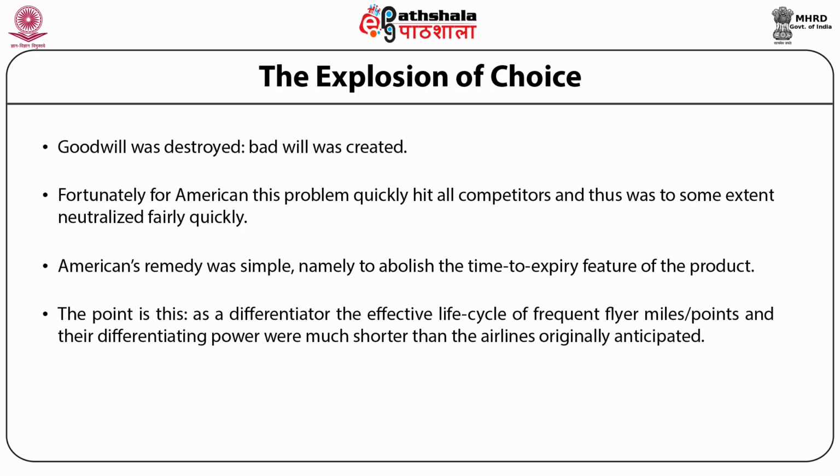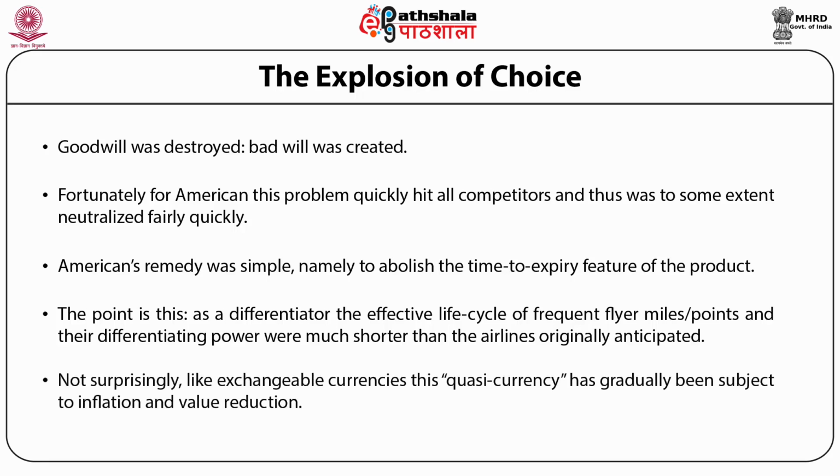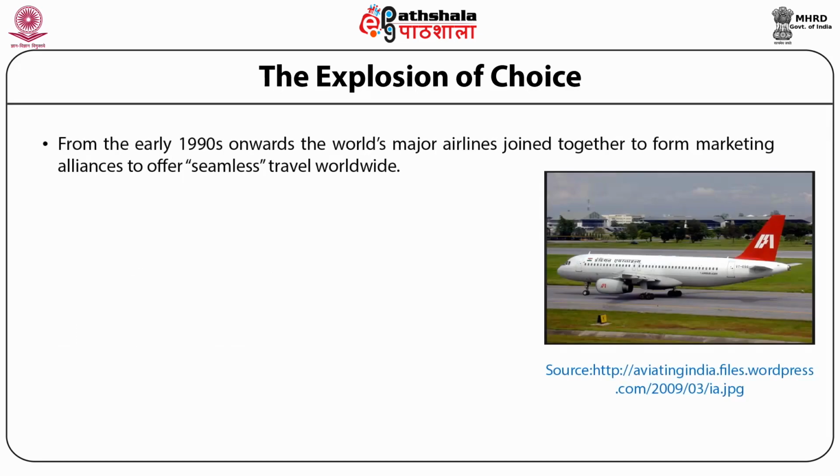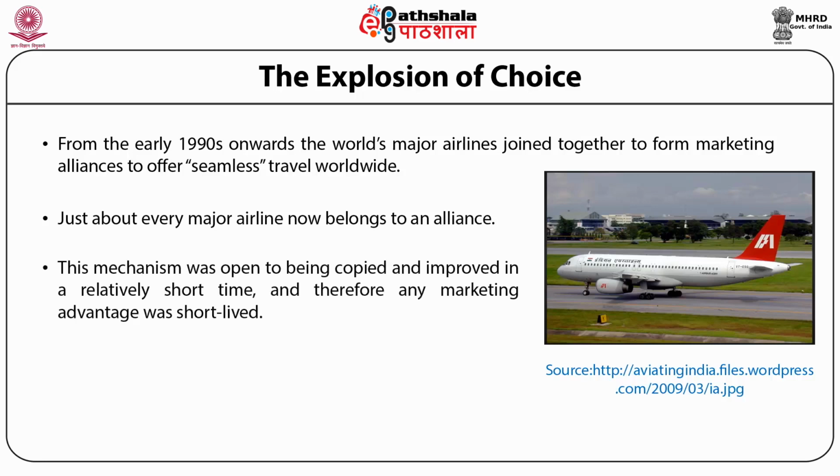The point is, as a differentiator, the effective life cycle of frequent flyer miles or points and their differentiating power were much shorter than the airlines originally anticipated. Not surprisingly, like exchangeable currencies, this quasi-currency has gradually been subject to inflation and value reduction. From the early 1990s onwards, the world's major airlines joined together to form marketing alliances to offer seamless travel worldwide. Just about every major airline now belongs to an alliance. This mechanism was open to being copied and improved in a relatively short time, and therefore any marketing advantage was short lived. So, does this matter?